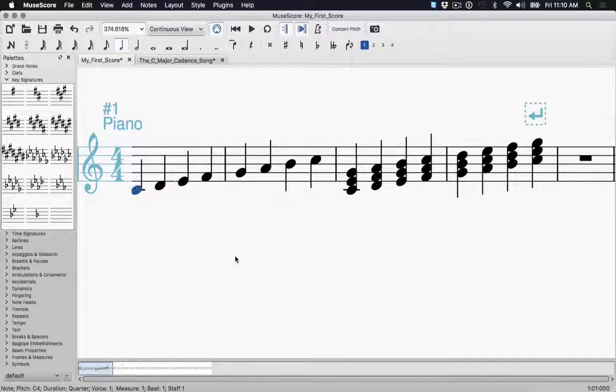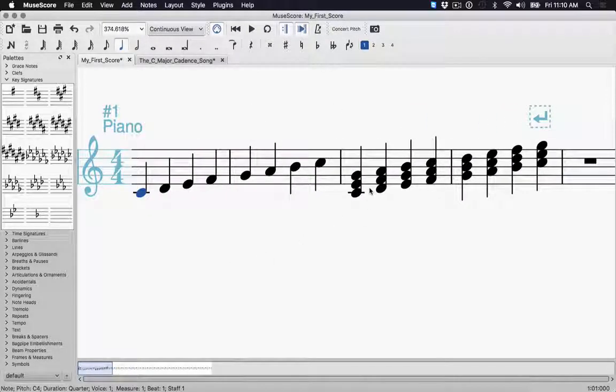Neat, right? Another way you can figure this out is you could just write a C major scale going up and then start on E, but write a C major scale from E to E on top of the C. So E, F, G, A, B, C, D, E.